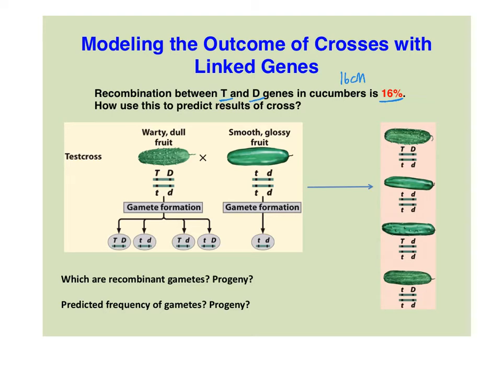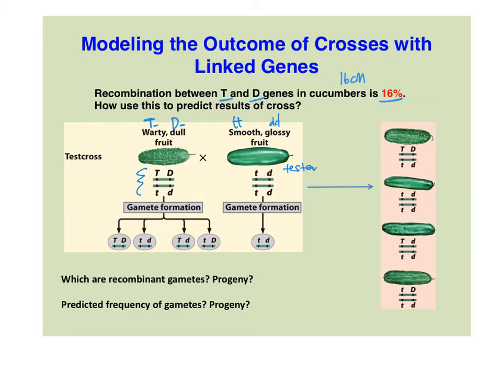We have a warty dull fruit. Warty is coded for by a big T allele and dull by a big D allele. And then we have a smooth, glossy fruit. Smooth is coded for by 2 little t's and glossy by 2 little d's. Okay. We can see the chromosomes of these 2 cucumbers shown here. We have a dihybrid individual, big T, little t, big D, little d. And we have a homozygous recessive tester individual, little t, little t, little d, little d.